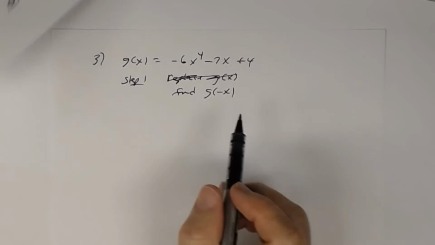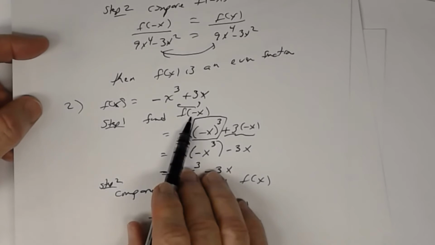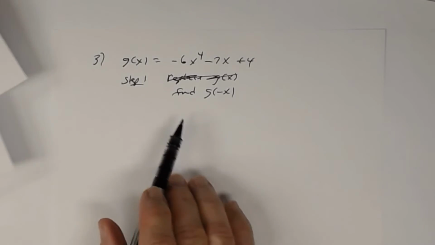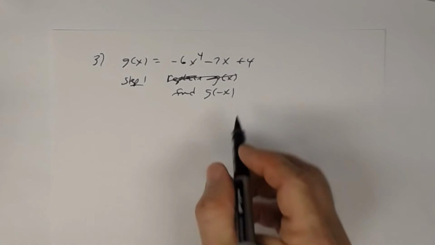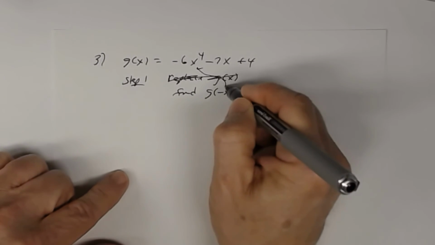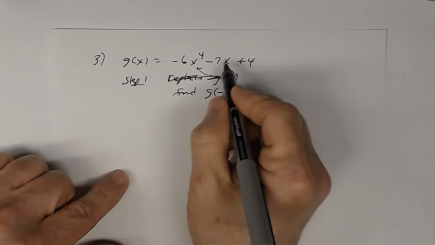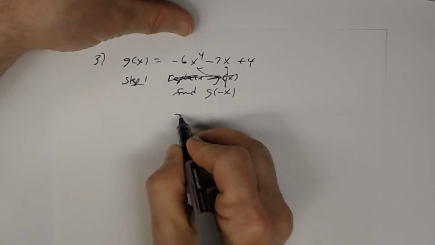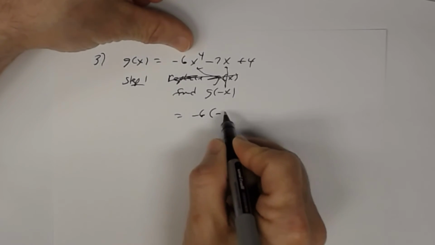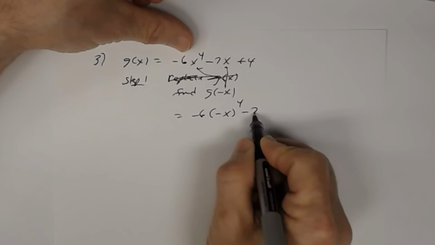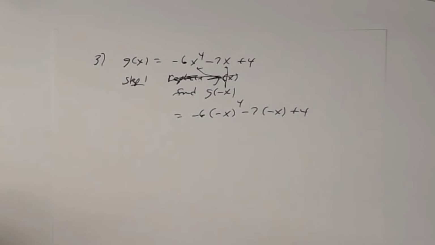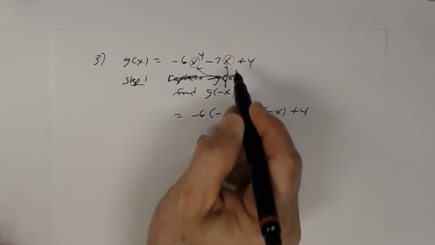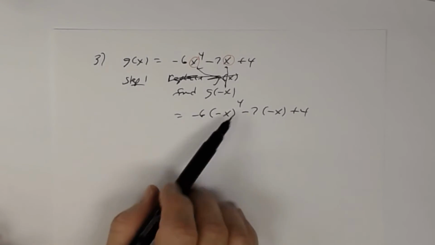So instead of saying find f of negative x, because my function here was f of x, here it's g of x. So let's find g of negative x. Okay, so wherever we see the variable x, I substitute negative x, right? So I only see x listed twice right here. So this becomes negative 6 times the negative x to the fourth minus 7 times the negative x, and then plus 4. So again, what we did was wherever I saw the variable x, I substituted negative x.